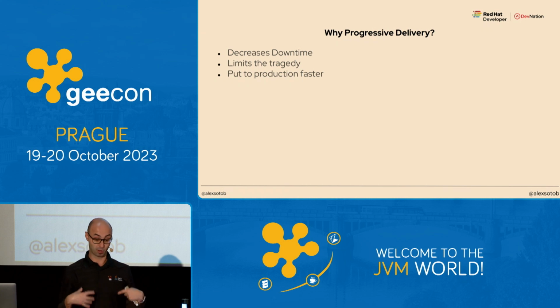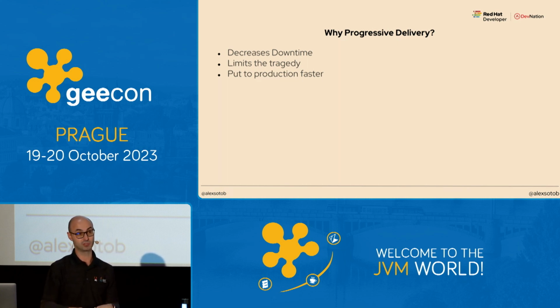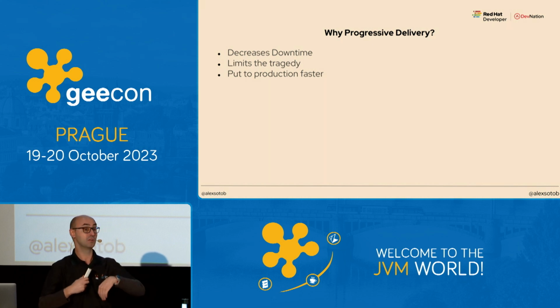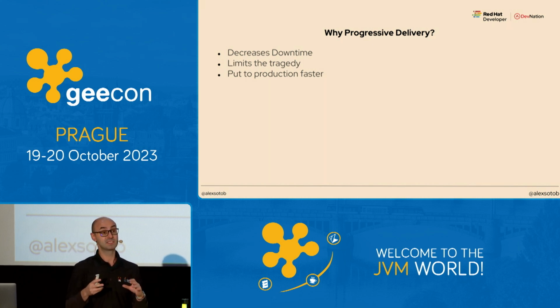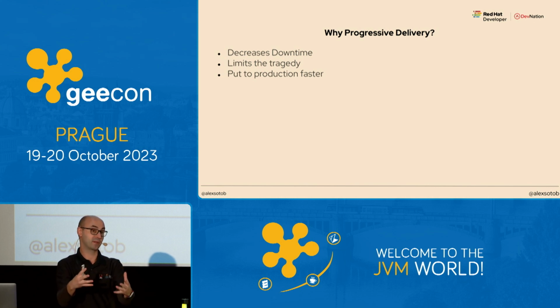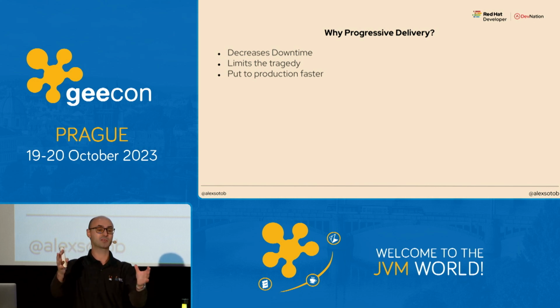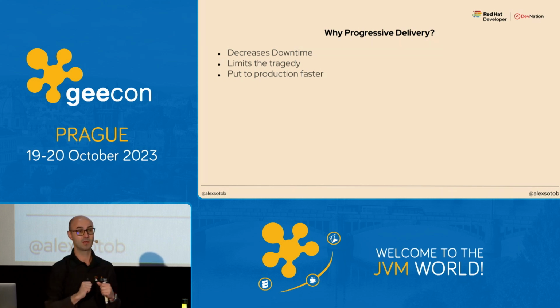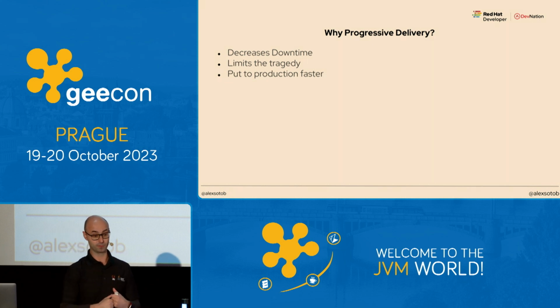Of course, you are also limiting the tragedy. What's happening if you deploy a new version and the new version just fails, for any reason, maybe there's a bug, maybe there's a regression, whatever? Since you are not doing a big bang release, you're not releasing your application to everyone, just to a small subset of users, you're limiting the tragedy. Only this small subset of users will get the failure.